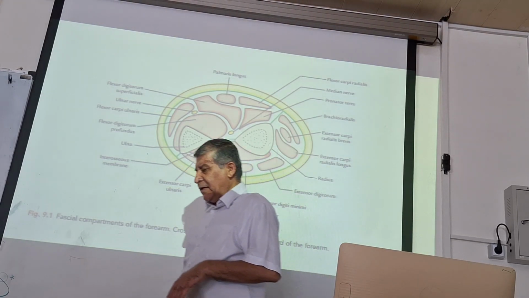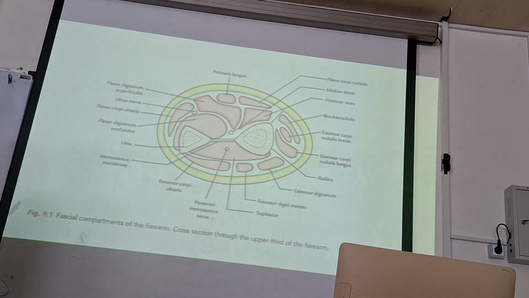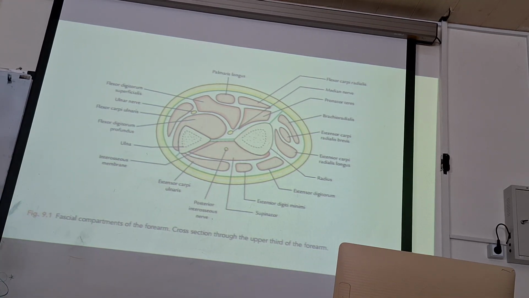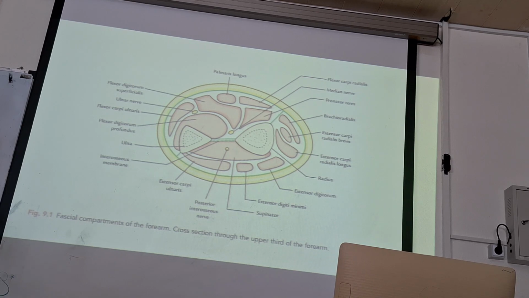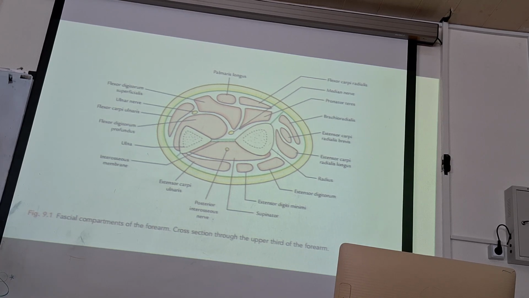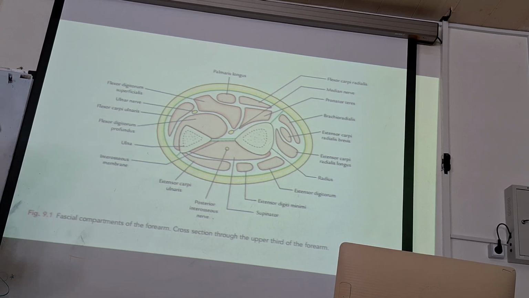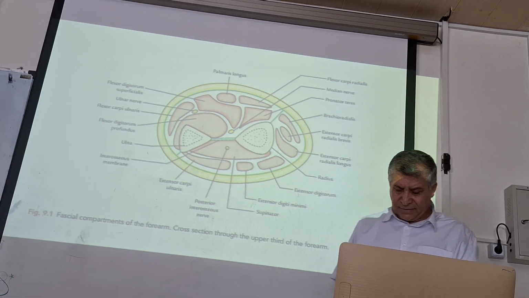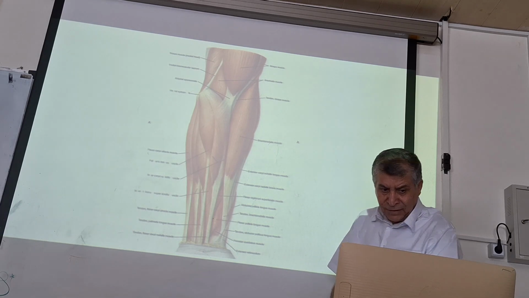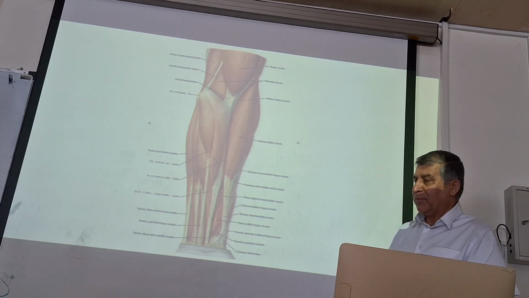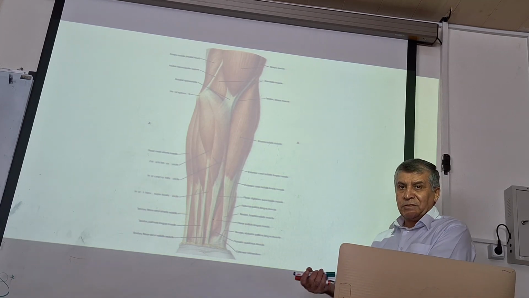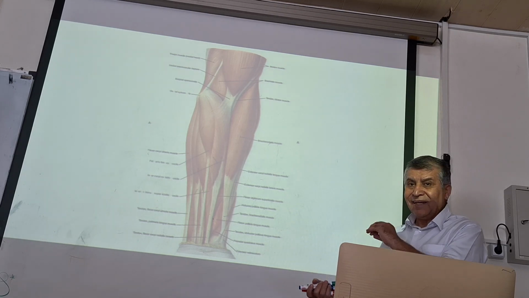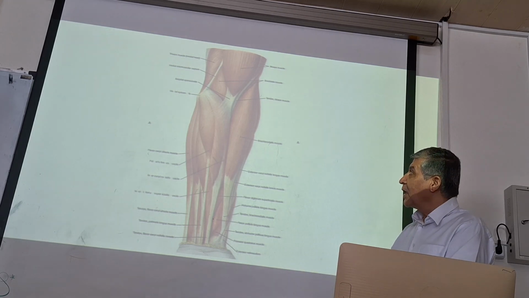Forearm is divided into anterior compartment and posterior compartment. The anterior compartment has another name: flexor. The posterior is extensor. The anterior compartment has 8 muscles. Some of them are superficial and 3 of them are deep muscles.